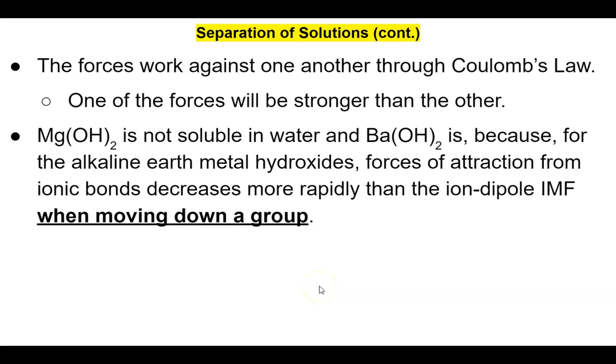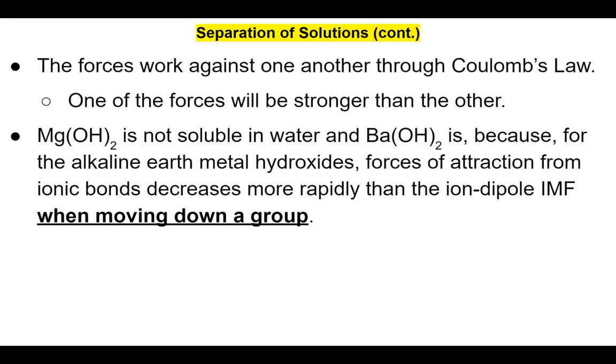So this is essentially what I stated. The forces work against one another through Coulomb's law. Again, the distance is the key part in Coulomb's law. One of the forces will be stronger than the other, so either the cation-anion attraction within our ionic compound or the ion-dipole forces.